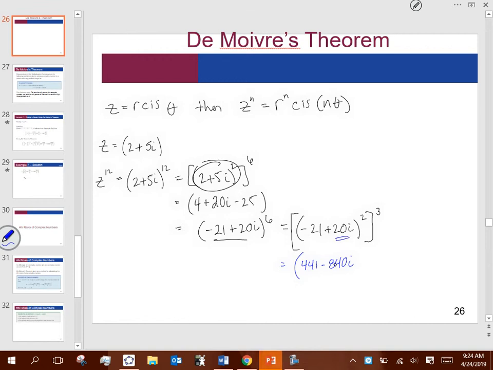That gives me 400i squared, right? Well, plus 400i squared ends up actually being minus 400, correct? Okay, so this turns into 41 minus 840i. Is everybody okay with that? 41 minus 840i. Now, that was this innermost thing squared, right? We still have that power of 3 up there.